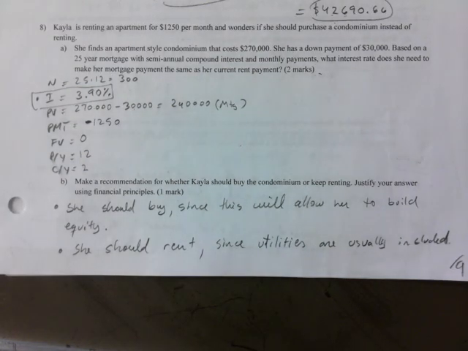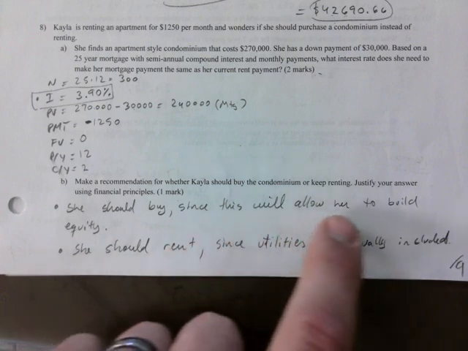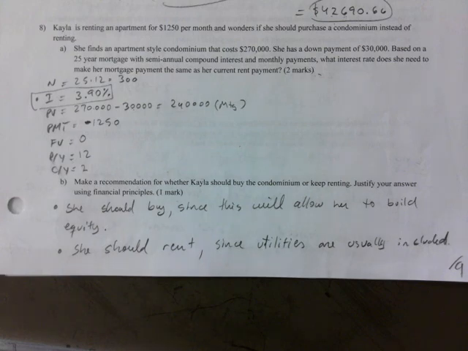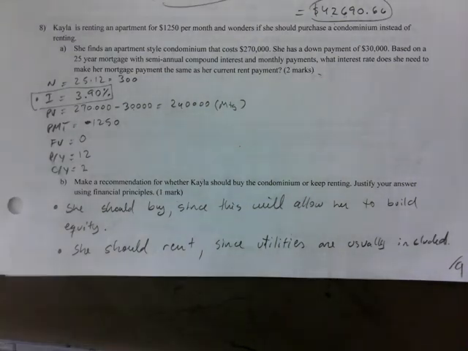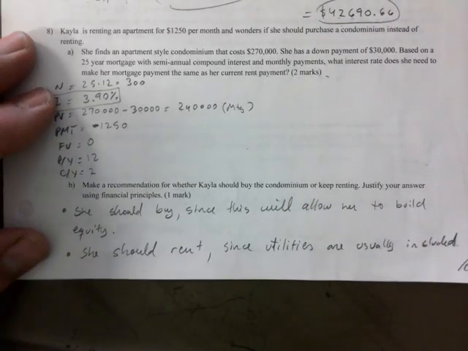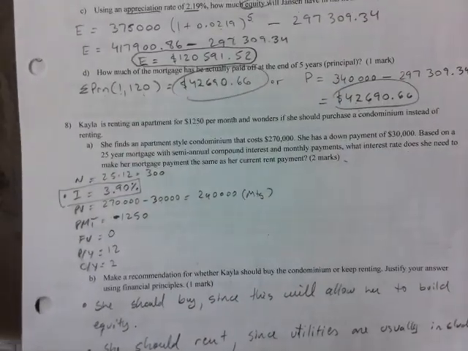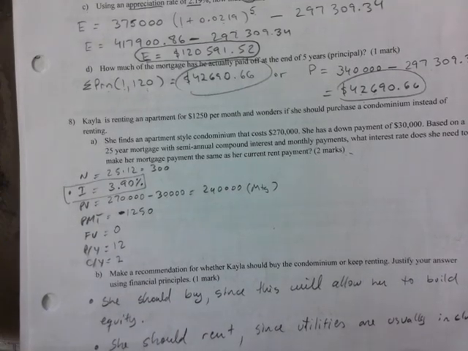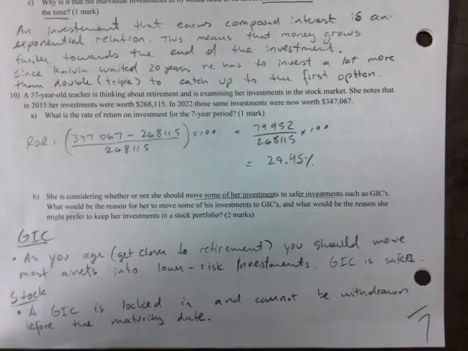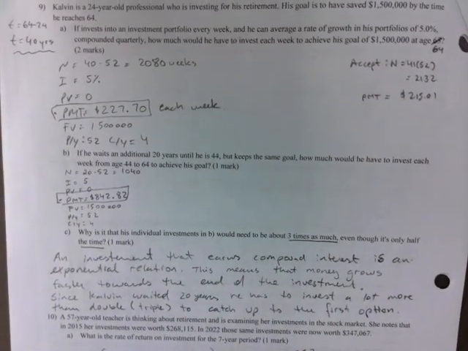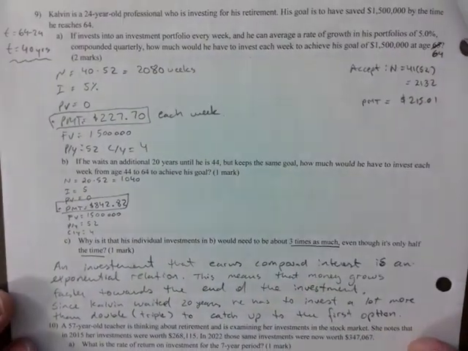So it would have been either or. She should buy since it will allow her to build equity. She should rent since utilities are usually included or something like that. Or maintenance is lower. Maybe stay away from no maintenance and just be safe and say lower maintenance, you know what I mean? Because I think light bulbs you have to pay if you're renting, as far as I remember. So if a light bulb goes, technically that's not zero, it's very little.